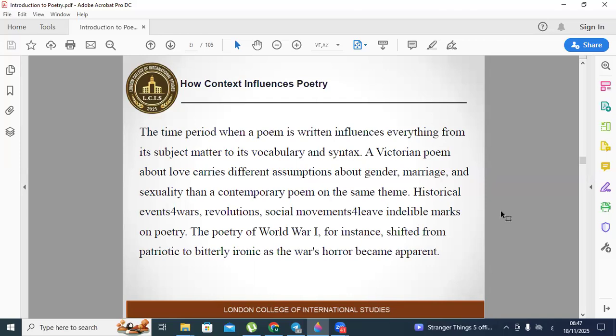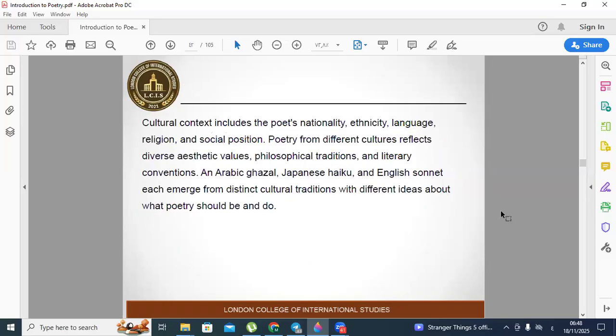Wilfred Owen's Dulce et Decorum Est directly challenges earlier patriotic poetry, calling the idea that it's sweet and proper to die for one's country the old lie after describing a gas attack's gruesome reality. Now let's move to cultural context.